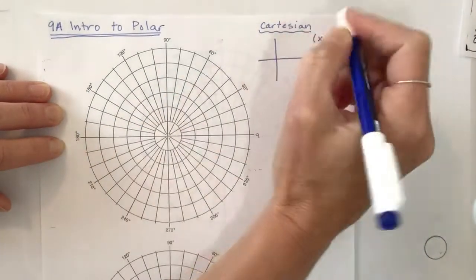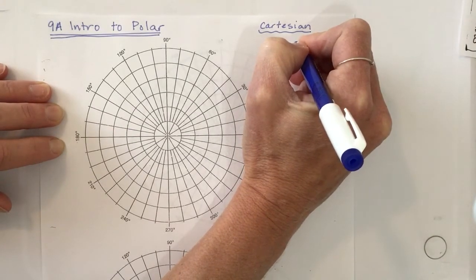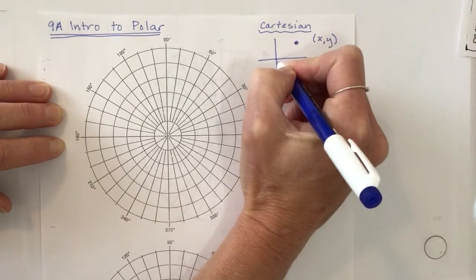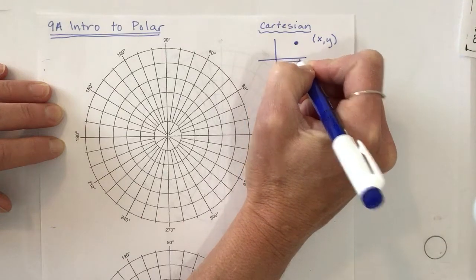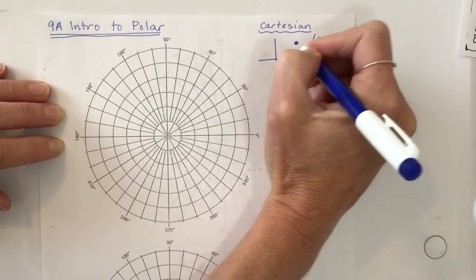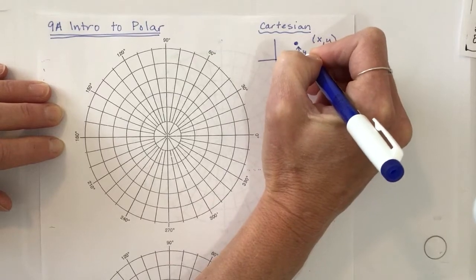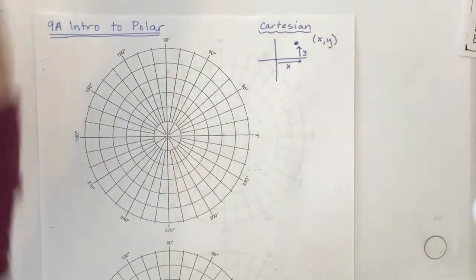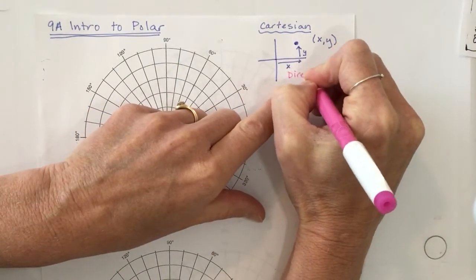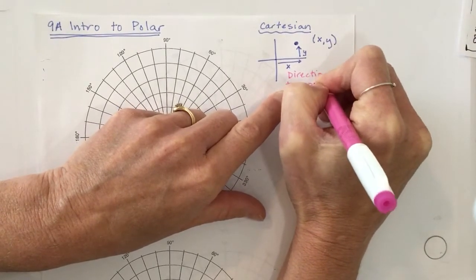And all x comma y is, it's directions, right? It gives you a distance to go from the origin to the right or left. That's our x coordinate, right? And then our y coordinate tells us how much to go up or down. So it's just directions to a coordinate or to a point. So I'm going to write that down. Directions to a point.